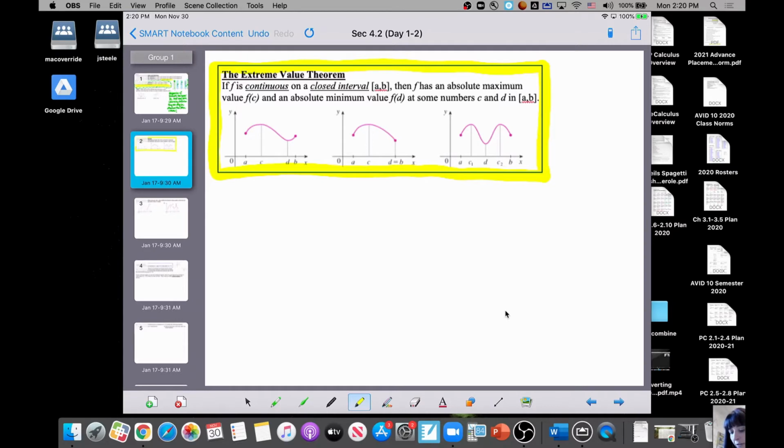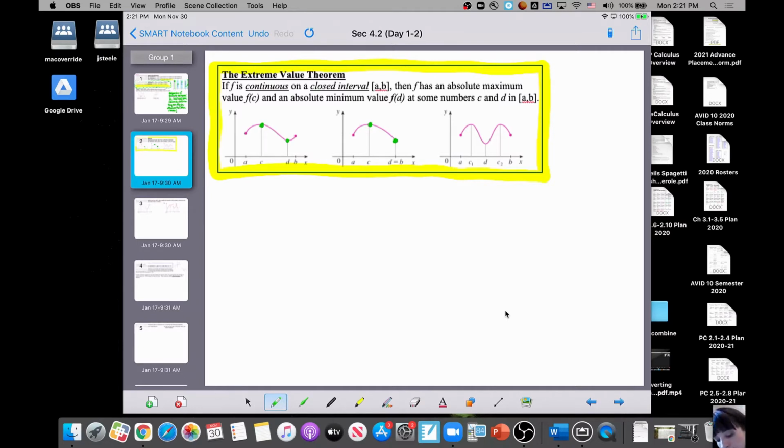So we've got three different examples here that illustrate this. In the first example, you can see that we have an absolute maximum value there and an absolute minimum value there on the interval a to b. In the second example, we have an absolute maximum value there at c, and our absolute minimum is the endpoint there at b.